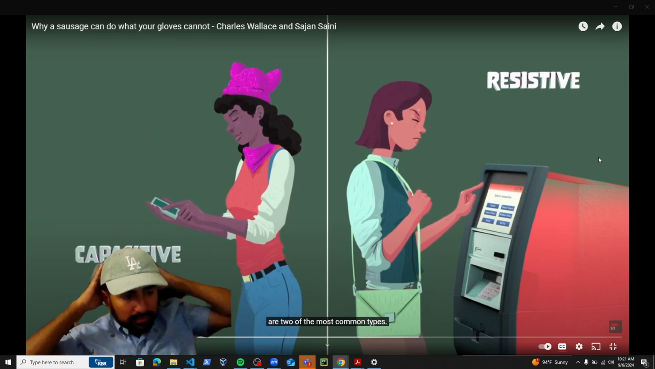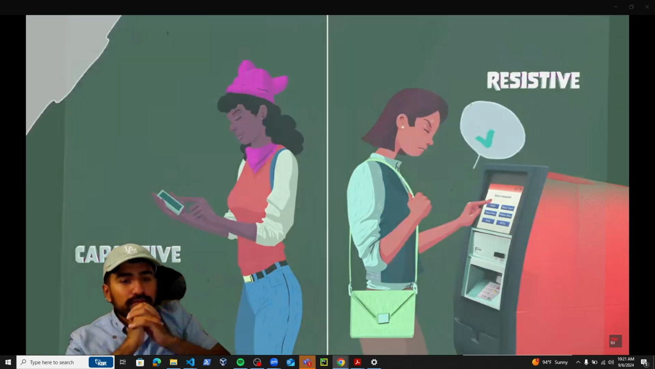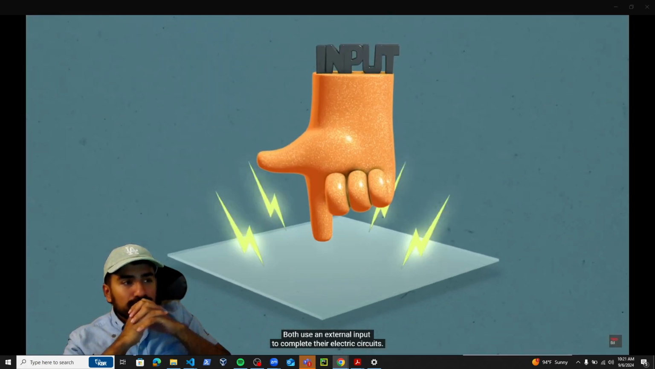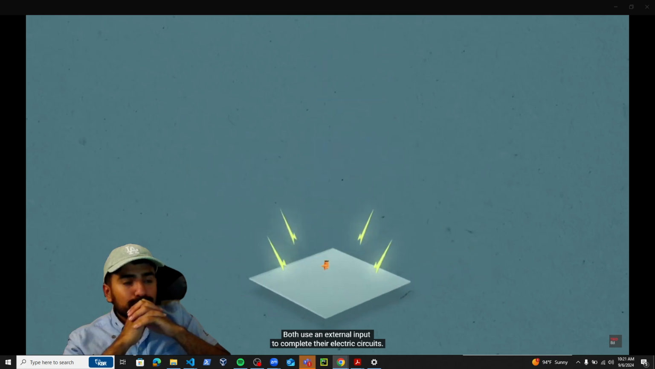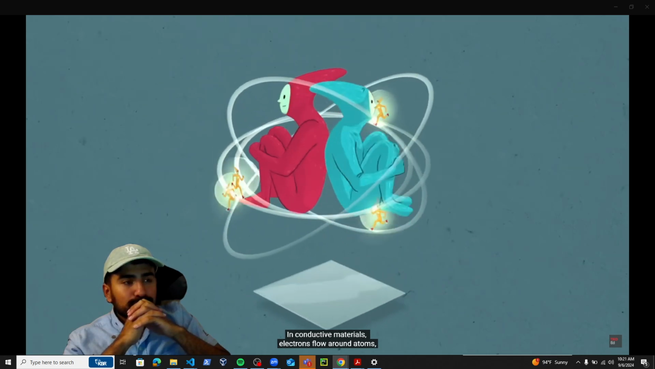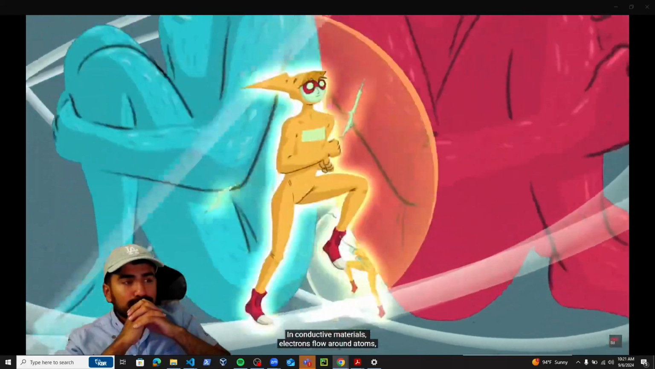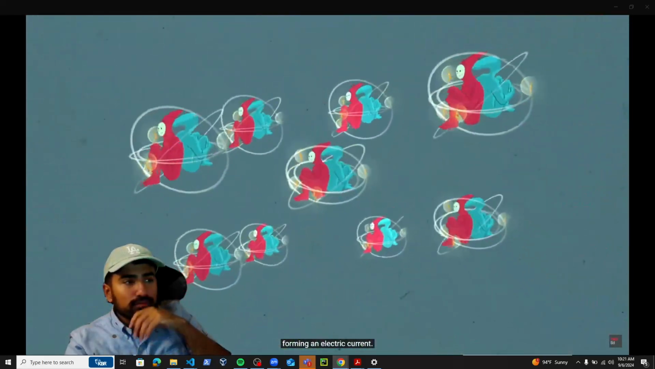Resistive touchscreens are two of the most common types. Both use an external input to complete their electric circuits. In conductive materials, electrons flow around atoms, forming an electric current.